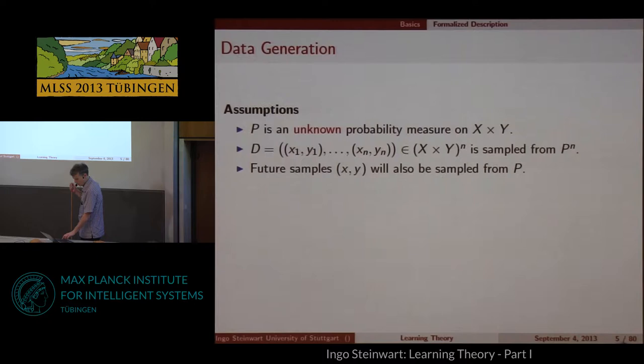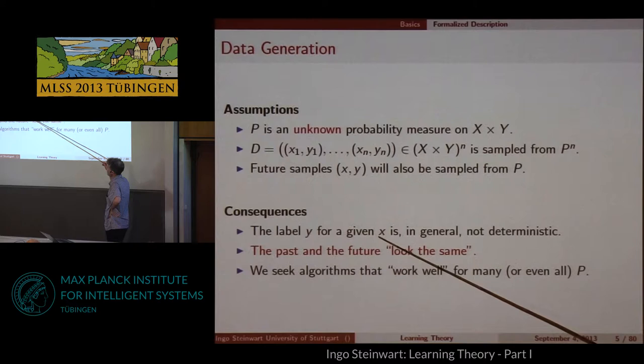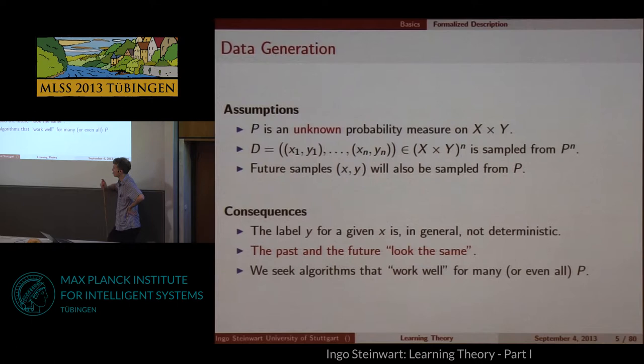And here are some consequences of these assumptions. The first one is that if I have a given input x, the label I will see for that x is not necessarily always the same. It is also random. For example, if I consider a classification task, let's say handwritten character recognition, then certain numbers, for example, are not very legible. And therefore, some supervisors would call a 9 a 4, and vice versa. If you see my handwriting on the blackboard, there's a lot of noise in it, actually. OK, so this is the first consequence.